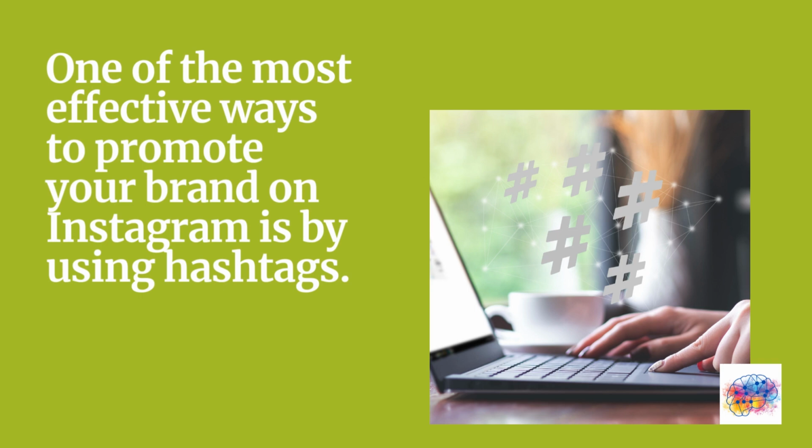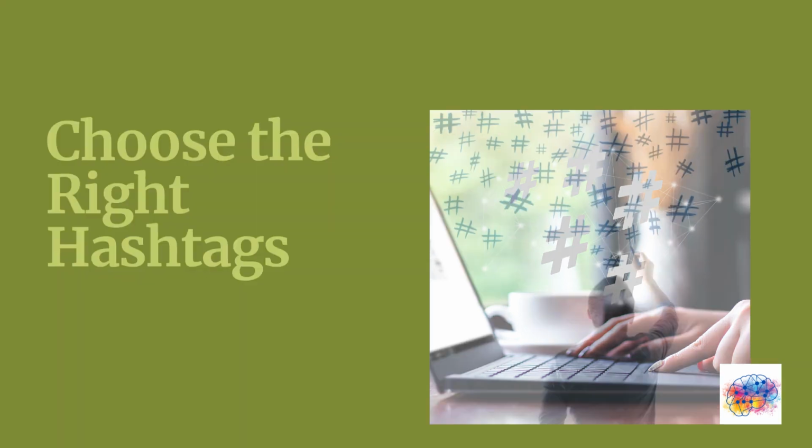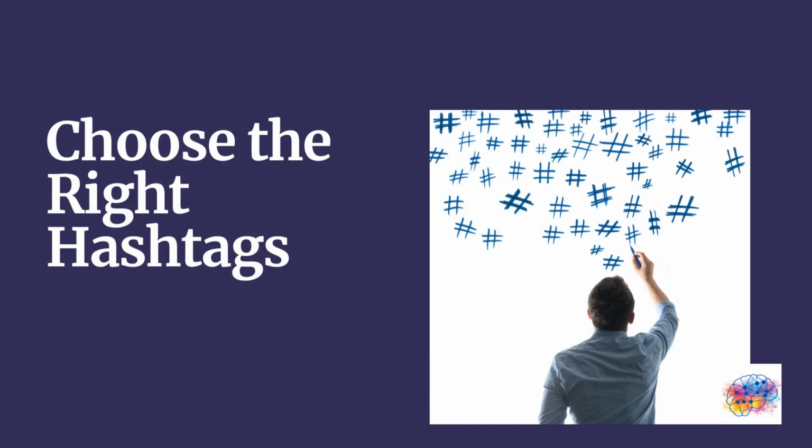Hashtags allow you to categorize your posts and make them discoverable by a wider audience. Here are some tips for using hashtags effectively in your Instagram posts. Choose the right hashtags. Use hashtags that are relevant to your post and your brand. Research popular hashtags in your niche and use them in your posts.